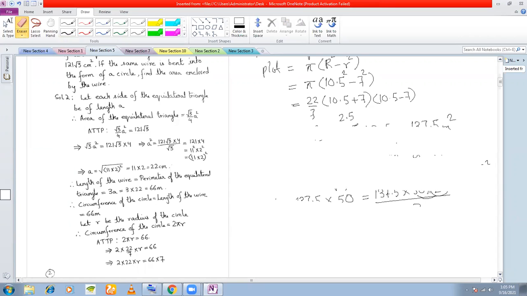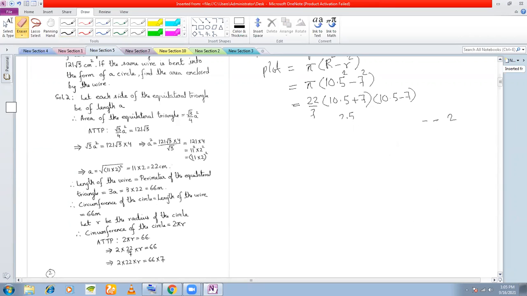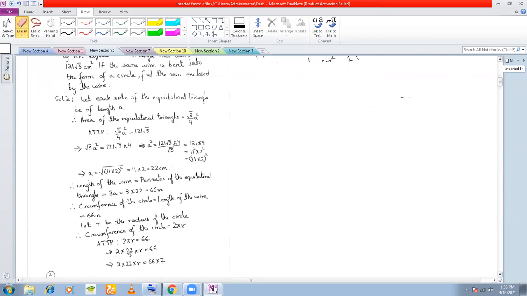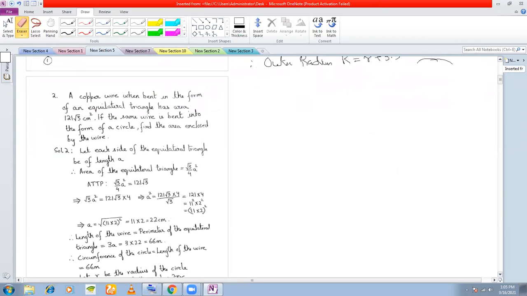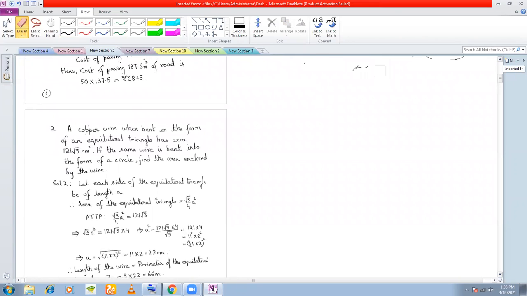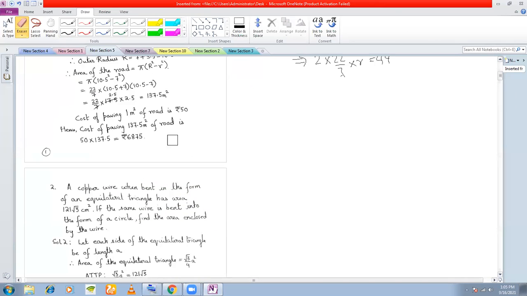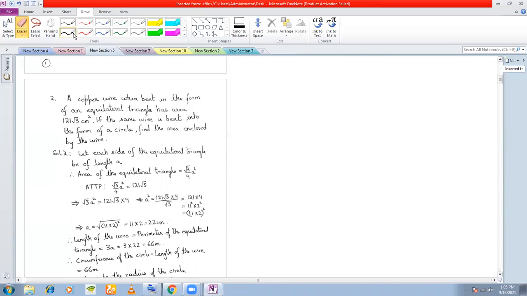And the next problem is a very interesting problem, and an important one too. No figure is given in this problem. So everything will depend on your understanding. A copper wire, when bent in the form of an equilateral triangle, has area 121 root 3.